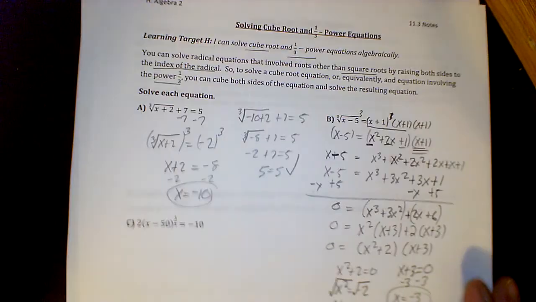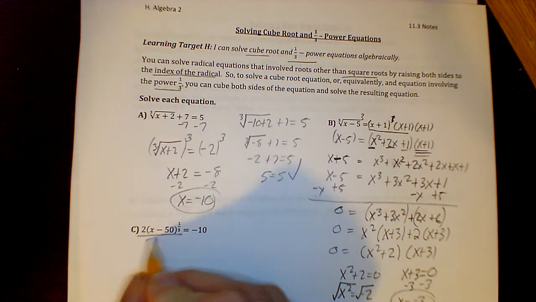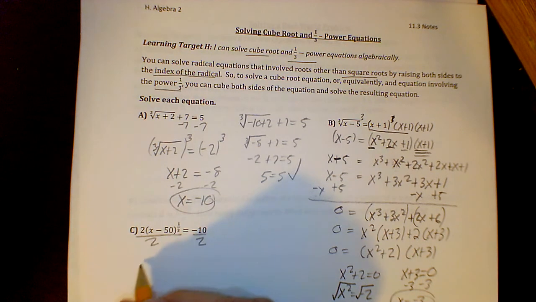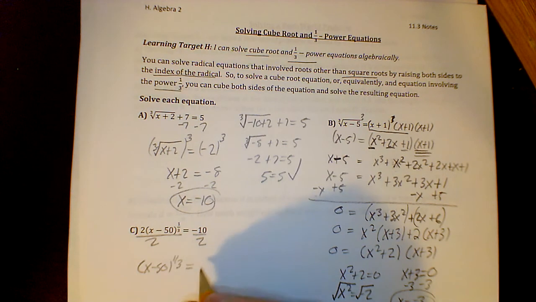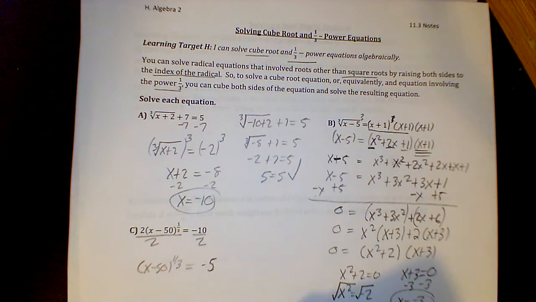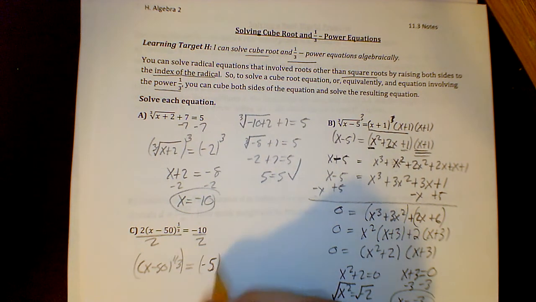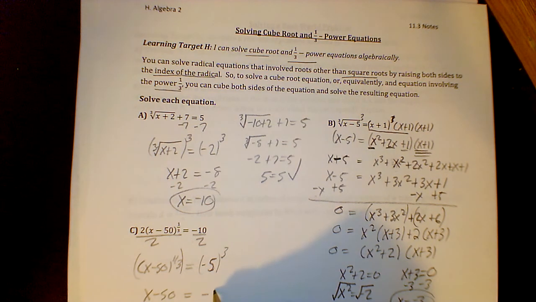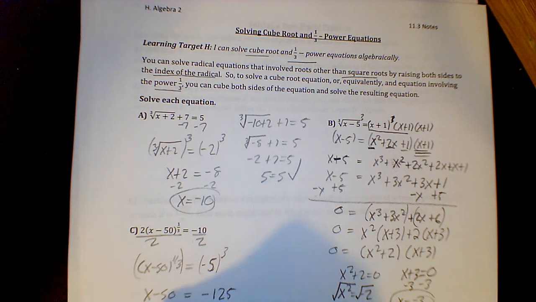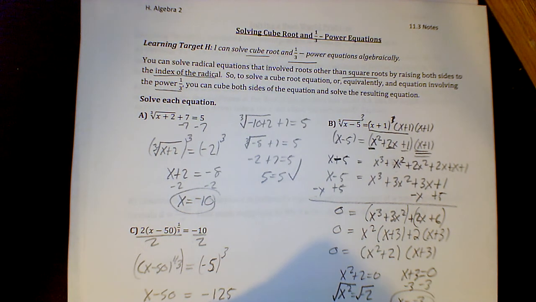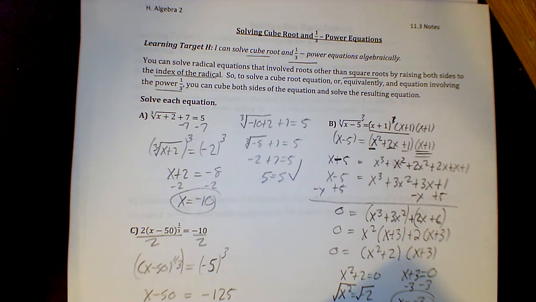Let's do this guy right here. Start by dividing this side over here by 2. Divide by 2. And I've got x minus 50 to the 1/3 power equals, what is that, negative 8. Oh, I'm sorry, negative 5. I wrote the right answer there. And then we got to cube both sides, which gives me x minus 50 is equal to, what do we got, negative 125. If we add 50 to both sides, we get x equals negative 75. And there's our other answer.